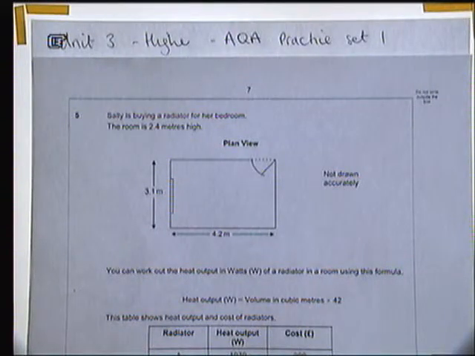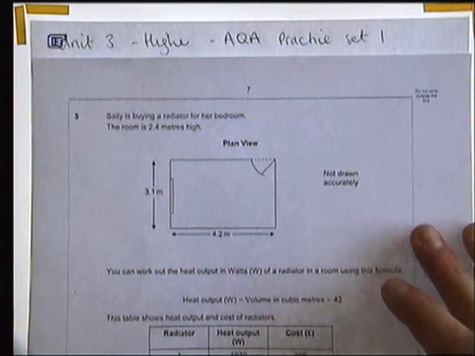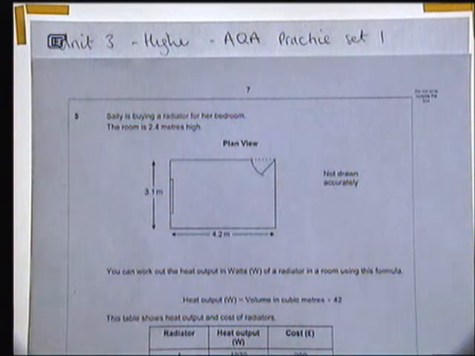Okay, this is the Unit 3 AQA Practice Set 1 Higher Tier question number 5. It says Sally is buying a radiator for her bedroom. The room is 2.4 meters high, and here you can see a diagram of the room. Now they've given us the length, the width and the height.